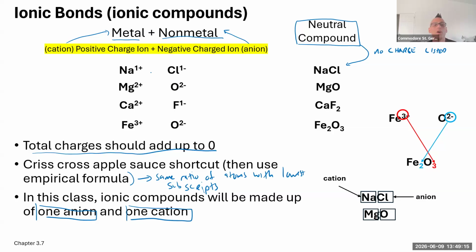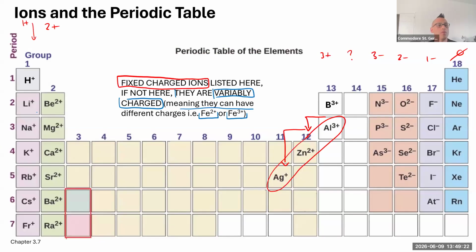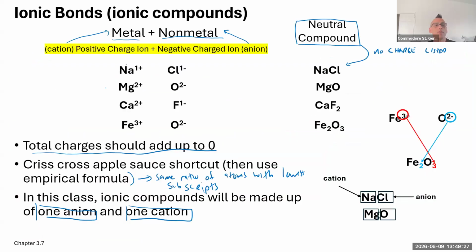Okay, so here we have sodium, which we know is a 1 plus based on our periodic table, right? Sodium, 1 plus, chlorine, 1 minus. Since you have a 1 plus and a 1 minus, that adds up to 0. That's a neutral compound. So, yeah, we only need one of each. So it becomes 1 sodium, 1 chloride.